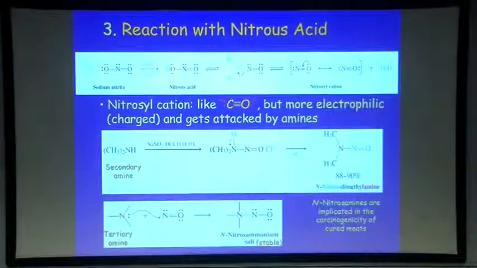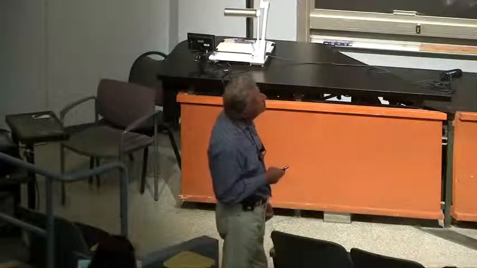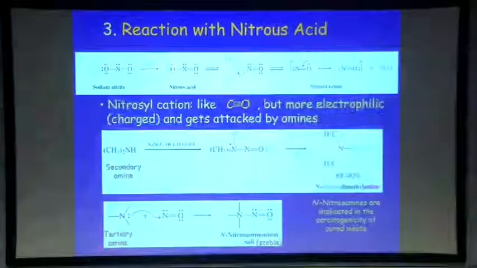The nitrogen lone pair attacks the NO+. Well, let's pick this one. And you get an NNO bond, and since this is neutral, the plus charge now sits on this nitrogen. This guy loses a proton, and you get this species here, which actually is a stable entity. It's called a nitrosoamine, or N-nitrosodimethylamine is the name concocted for this.